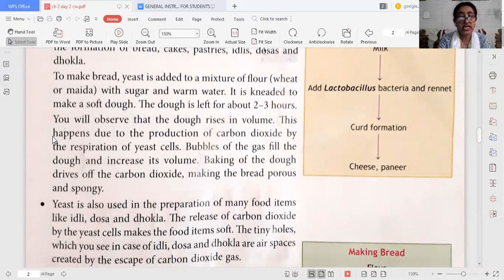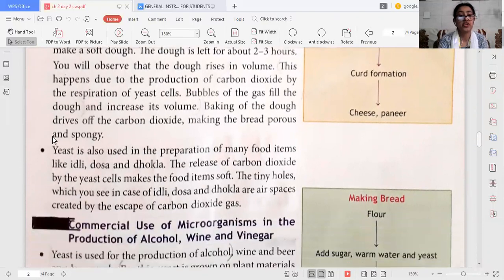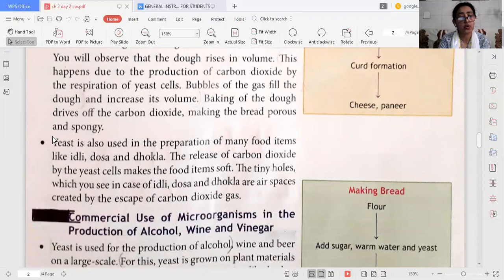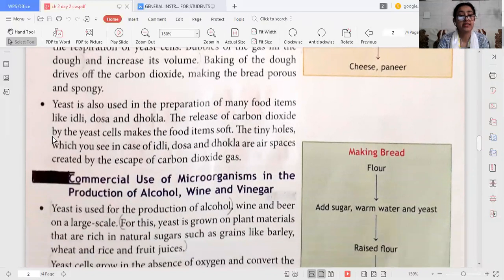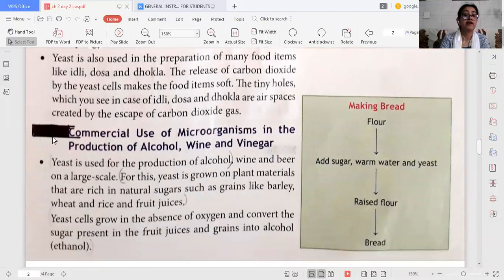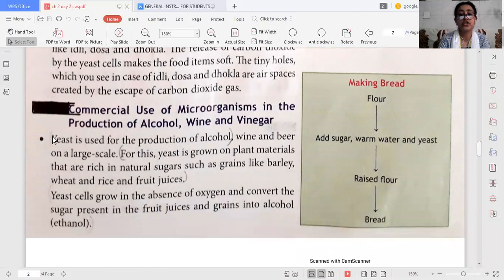oxide. Now yeast is also used in the preparation of idli, dosa and dhokla. Same thing. It releases carbon dioxide and it makes the food items soft. Now one more thing is there, the commercial use. Commercial use of microorganism in the production of alcohol, wine and vinegar.